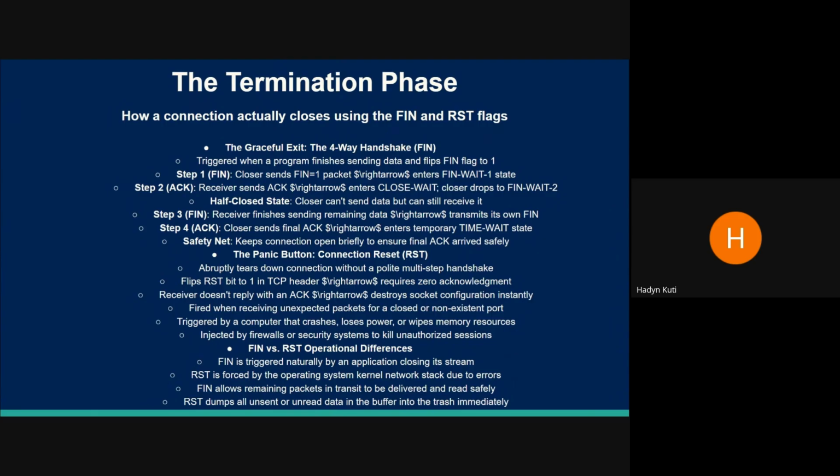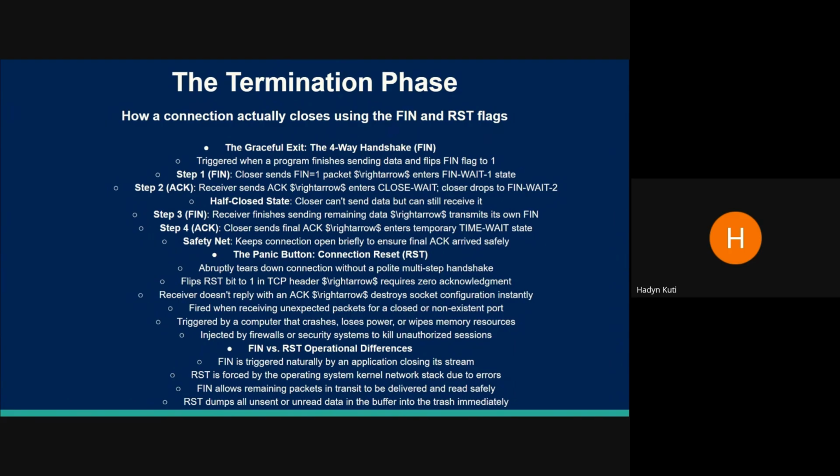0 acknowledgement back. There is no back and forth communication here. The sender blasts this packet out and considers the relationship over on the spot. The receiver doesn't reply with an ACK. It simply destroys the socket configuration instantly.